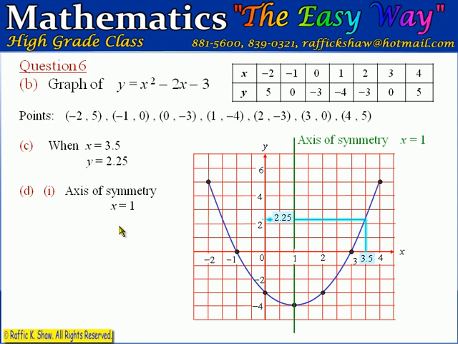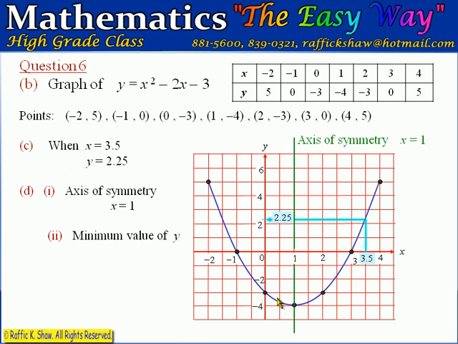Next, we're asked to estimate the minimum value of the function. We want now the minimum value of y. The minimum value of y is the lowest y value on the graph, and that lowest y value is the y value at the vertex of the parabolic graph, or at the turning point. The y value at this point right here is the minimum y value. It's the lowest y value on the graph.